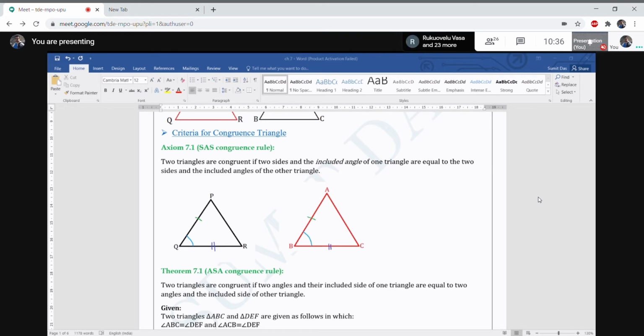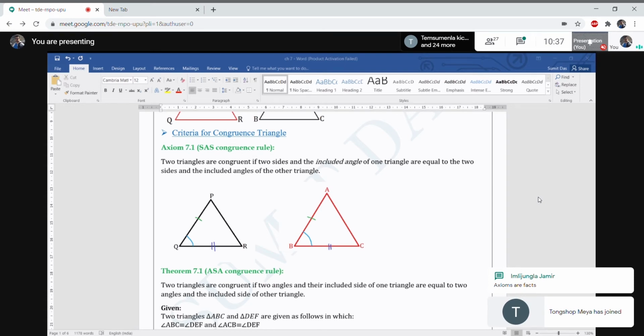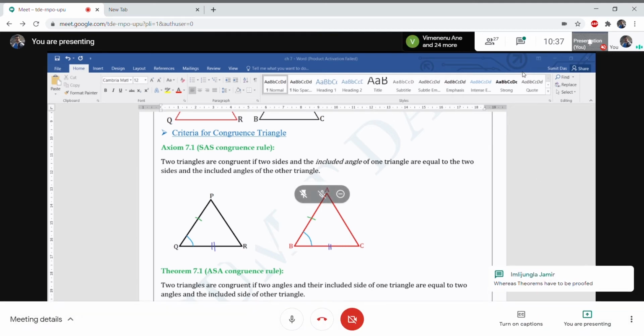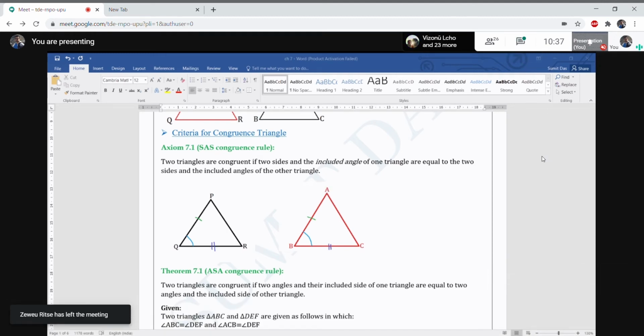Axioms and theorems, what is the difference between them? Axioms are facts. Theorems are also facts. The basic difference is that both are statements, but a theorem we need to prove, while an axiom we take as already proven or already true.